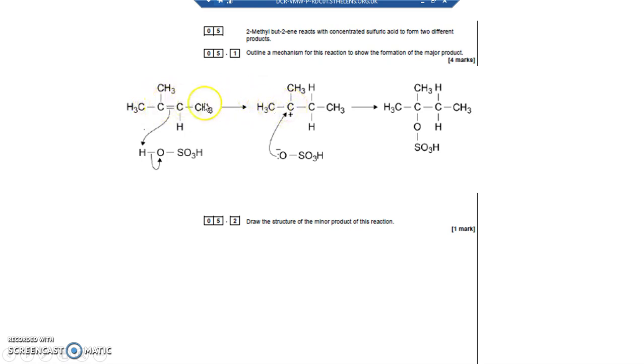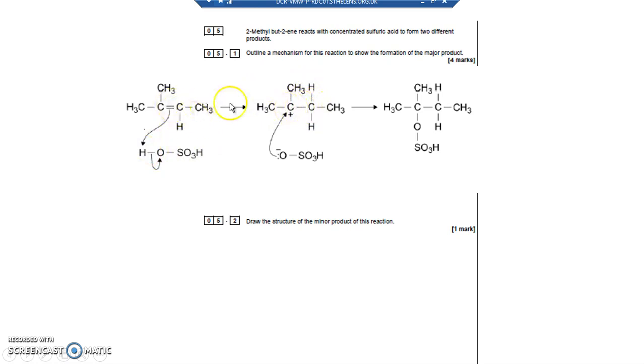It's got no H's bonded to it, whereas this C here has got one H bonded to it. So the H bonds to this C, the carbon that's already got the most number of H's bonded to it. This hasn't got any H's, this has got one H. So it bonds to this carbon here. It doesn't really explain why, but at least means that you've got the H bonded to the correct carbon. And there's the H. The H there is bonded here onto this carbon.